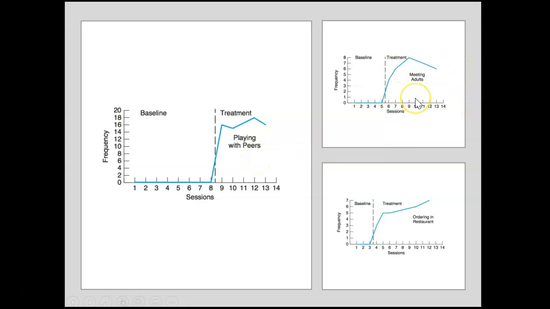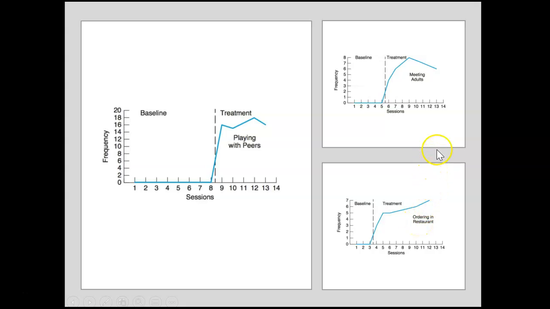Then you have meeting adults as the second behavior. And this is the same individual and the same type of treatment. So baseline, no meeting adults behaviors. And then after the application of the treatment, you see an increase and a leveling out of that behavior. And then you have ordering in a restaurant. My guess is that behind the scenes, this example is a child with social anxiety, for example, and you are doing some sort of cognitive behavioral technique to encourage these socialization behaviors that can be very anxiety provoking.